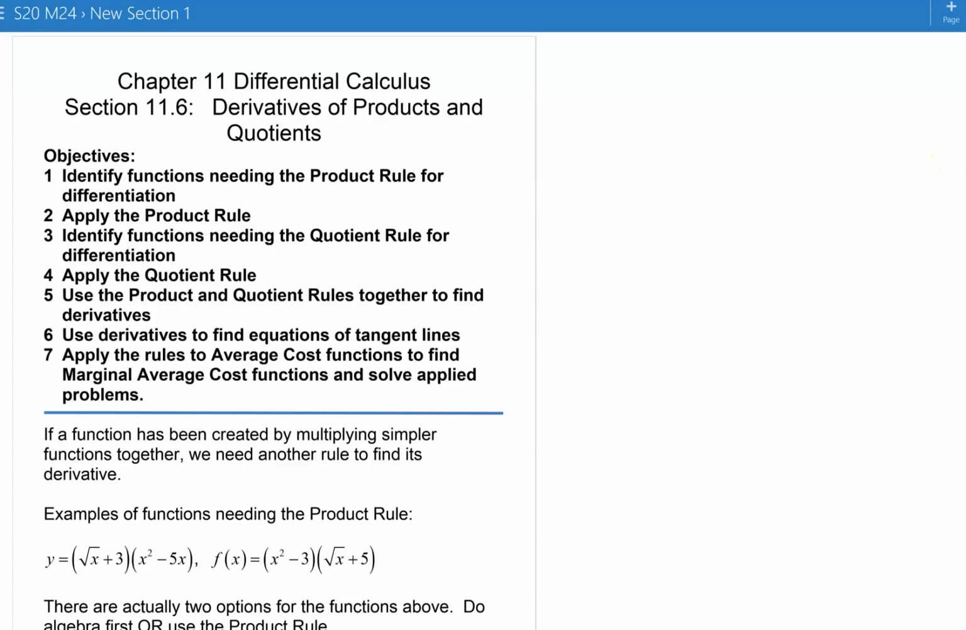Section 11.6 is the next to the last of the rules we need to learn, the derivatives of products and quotients, and then there's only one more rule. So in this section, we're going to start with products and then do quotients.